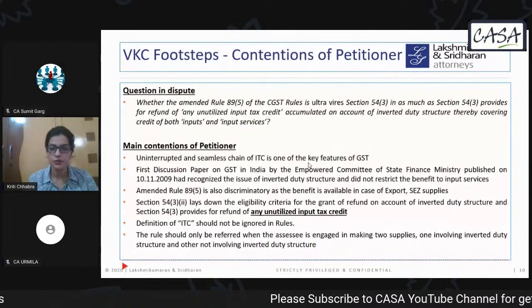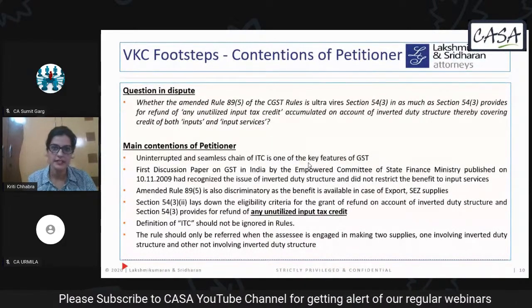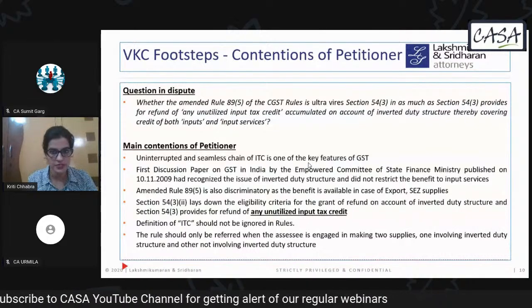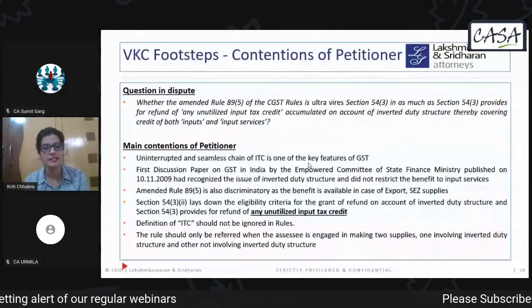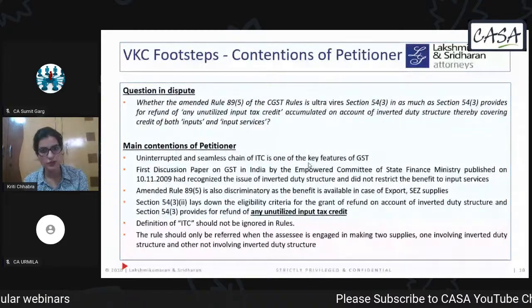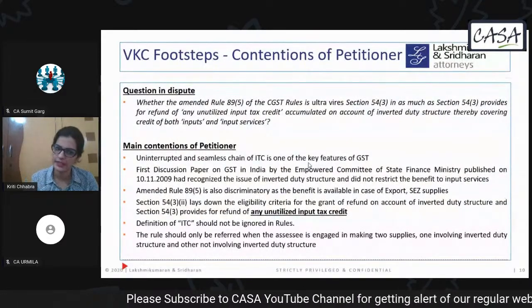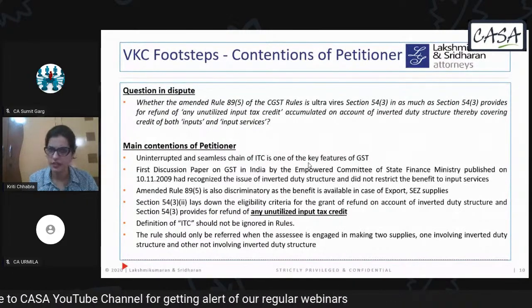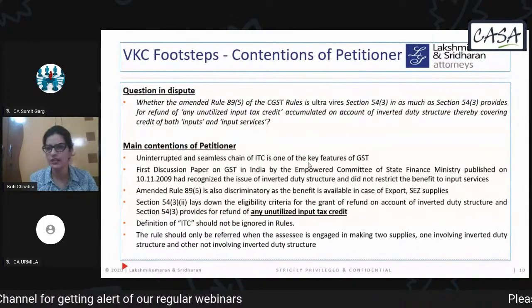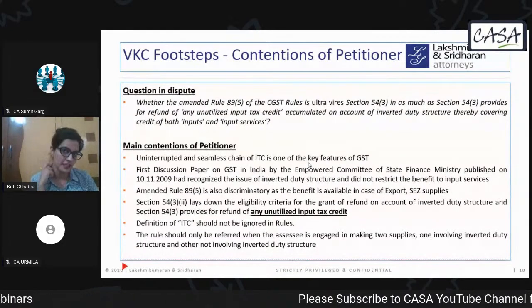So this rule should be referred to so as to curtail the benefit only to the extent the ITC of inputs and input services pertains to inverted duty rate structure output supplies. So this rule should be referred to in those cases. However, when a person is only engaged in making supplies which fall under the inverted duty rate structure, then you should never refer to this rule at all. So these were the contentions of the petitioner.